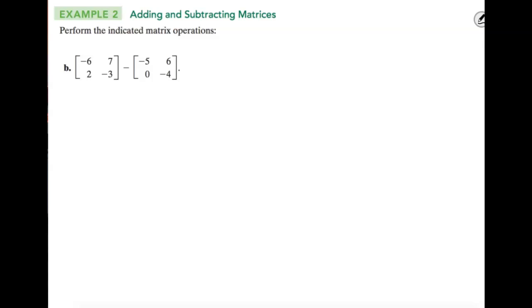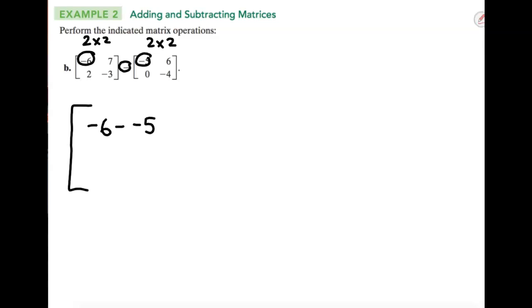Next example, now we're going to go ahead and subtract them. So we have a 2 by 2 and another 2 by 2 matrix. We can go ahead and subtract them. I'm going to write this one out. Negative 6 minus negative 5. Next one, 7 minus 6. 2 minus 0. And then negative 3 minus negative 4.